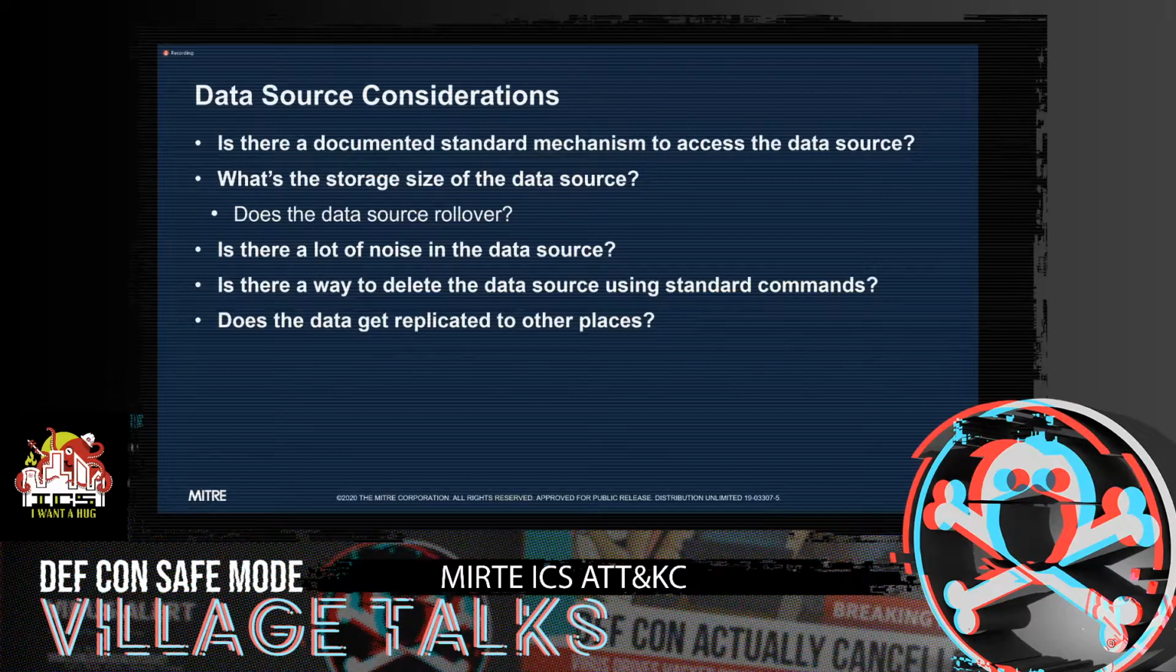And then another thing we can consider is, does the data source get replicated to other places? So if we're looking at a low-level protection relay, does it go up to another controller, the particular data sources that we're looking at? There may be aggregation points somewhere. So these are all things that we have to consider.